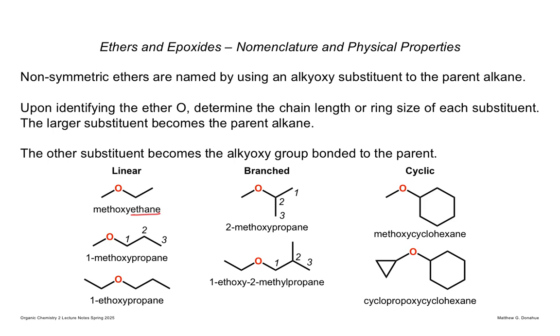Some of these, you can see the next one is 1-methoxypropane, so you have to specify where that substituent is on the parent. So what would the isomer of that be? That would be like 2-methoxypropane. So those were linear ones. You can have branching off the side chains, and then you can have cyclic ethers, cyclic side chains.